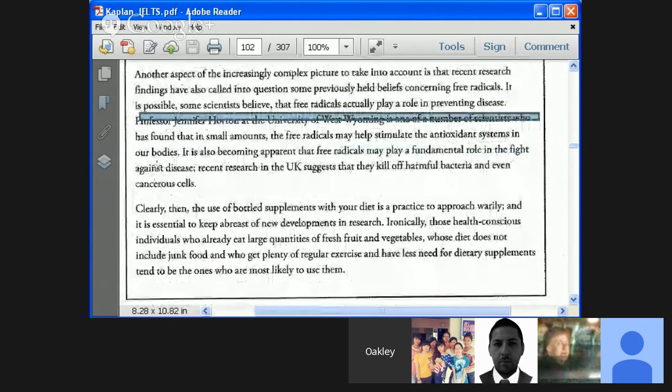All right. I read down to the end of the paragraph. All right, still find nothing. I even looked at the next paragraph.